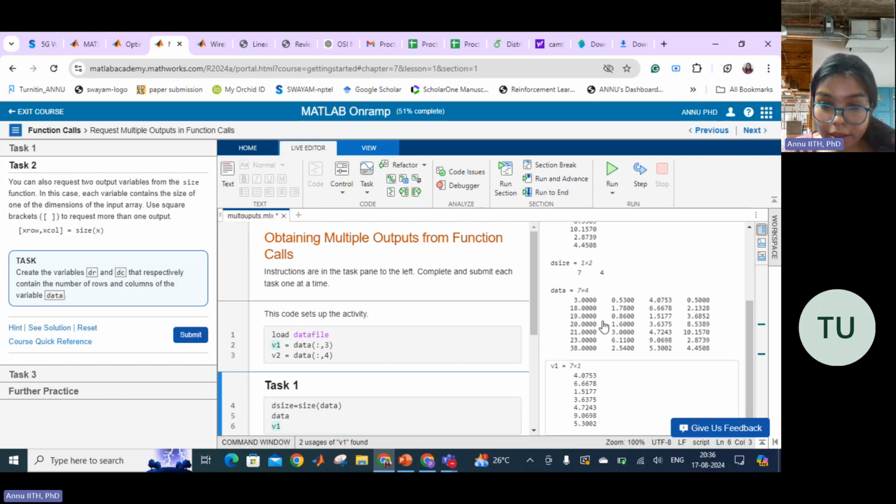So it is third column. Okay, all the values. And if we want to see V2, so fourth column, all the values. So this is fourth column, all the values. Fourth column. Okay.